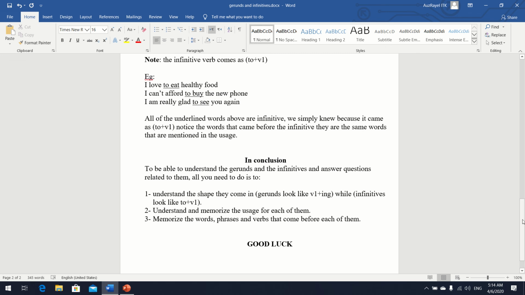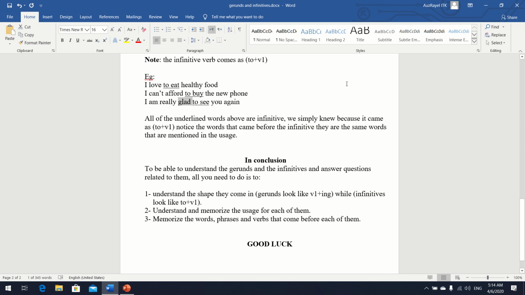Okay, so here we have examples. I love to eat healthy food. Why did we use an infinitive? Because of the word love. And I can't afford to buy the new phone. We used infinitive because of the word afford. And next we are saying, I am really glad to see you again. And we use the infinitive because of the word glad.